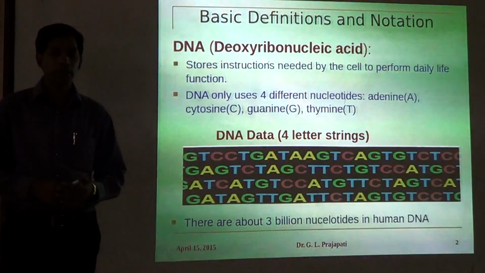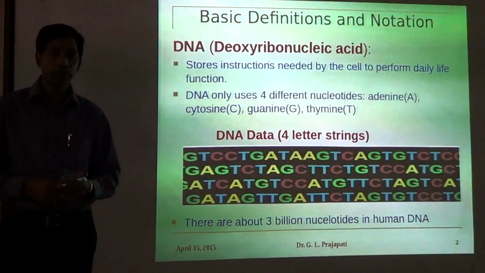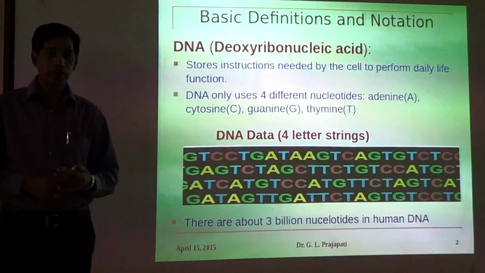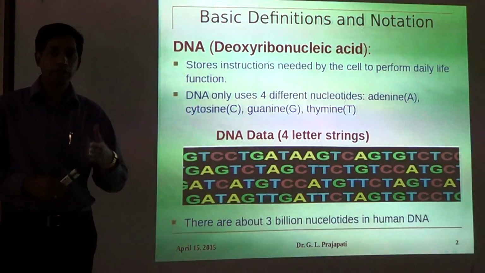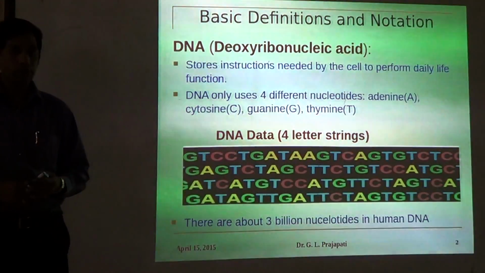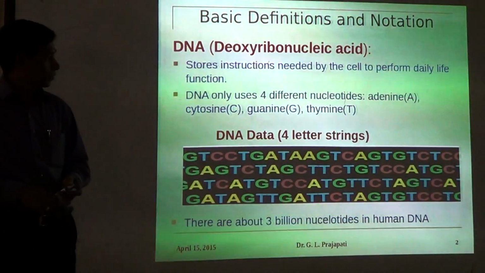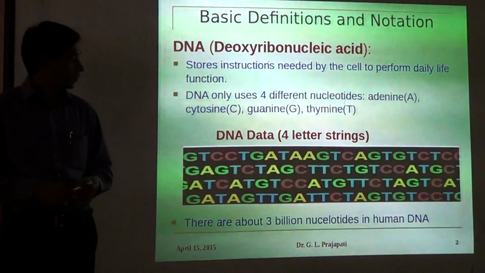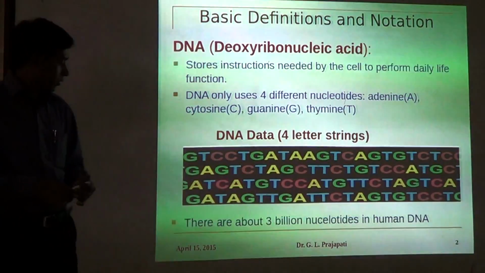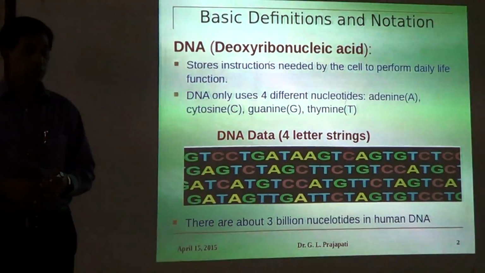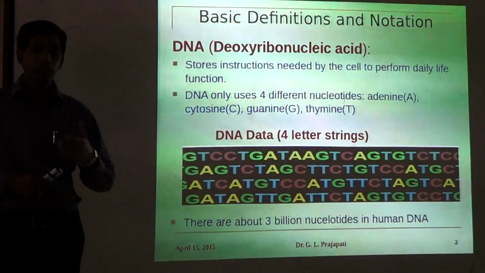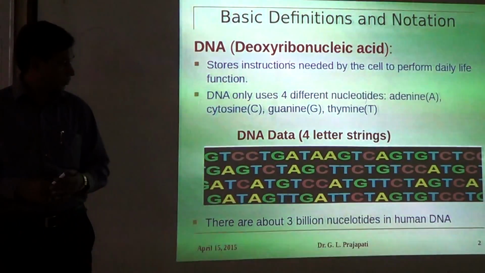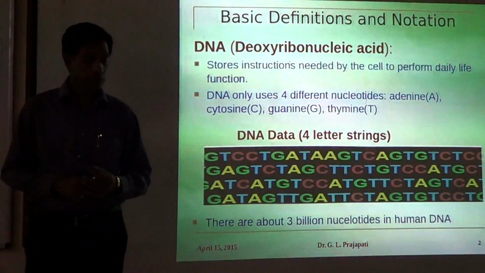For the biologist, DNA is a chemical, but for the computer scientist, DNA is a program. At every stage of the individual's life, DNA guides how individuals grow. DNA consists of 4 nucleotides: adenine, cytosine, guanine, and thymine. There are about 3 billion nucleotides in human DNA, meaning if we want to store one DNA in our computer, we require approximately 3 gigabytes of storage.